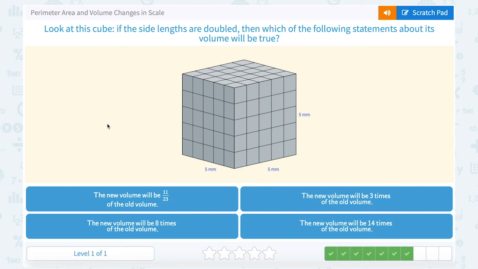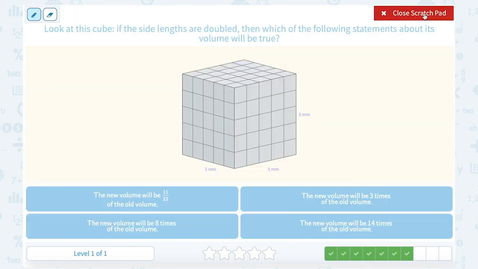Look at this cube. If the side lengths are doubled, then which of the following statements about its volume will be true? Okay, so let's think about volume of a cube. Volume of a cube would be length times width times height, or since all 3 sides are the same, we could also think of that as side cubed, right? The side length times the side length times the side length.